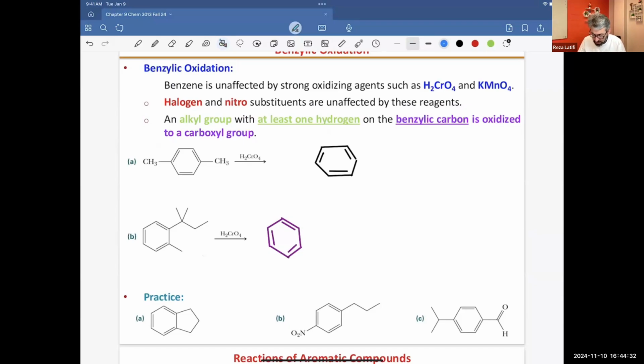So in this case, because both methyls have 3 hydrogens, each methyl will be oxidized and turn into C, double-bonded O, and then O attached to hydrogen. Okay, so we got the carboxylic group, and we will have the same story on the left side. We'll have a carboxylic group. So as you see, both methyl groups got oxidized.